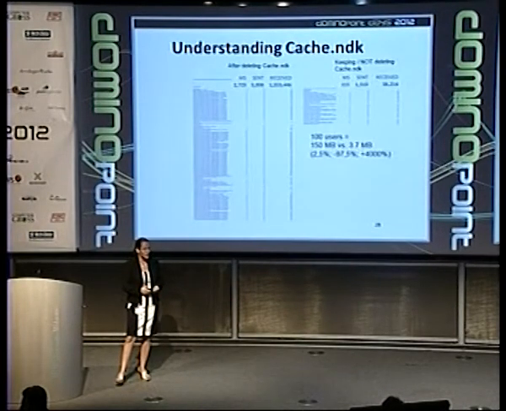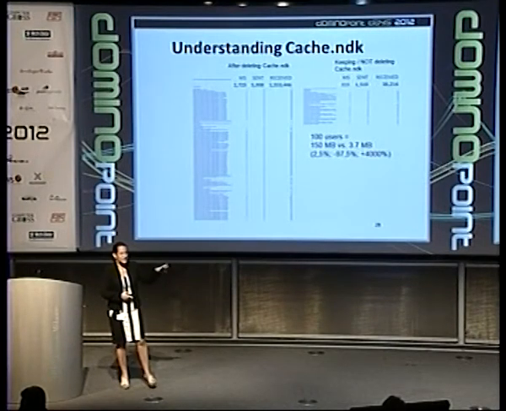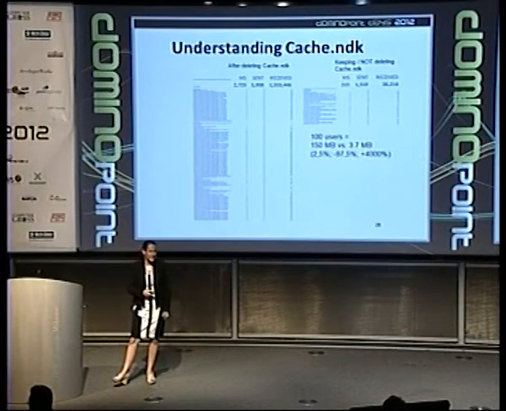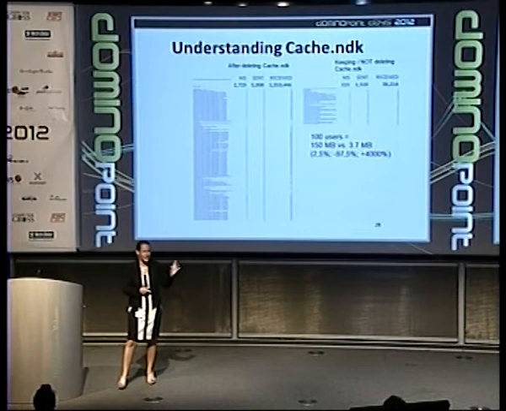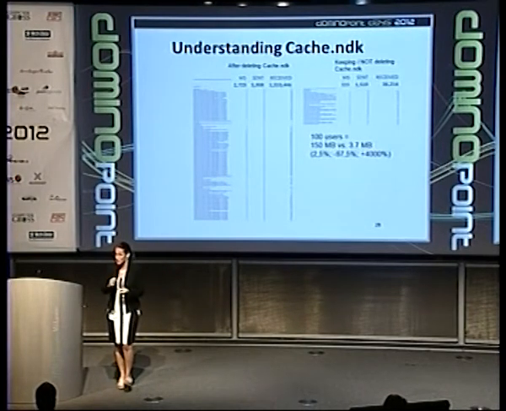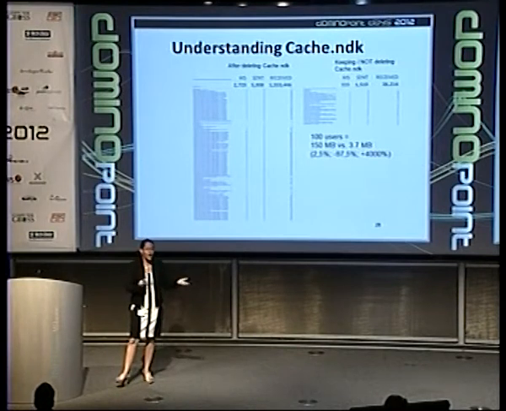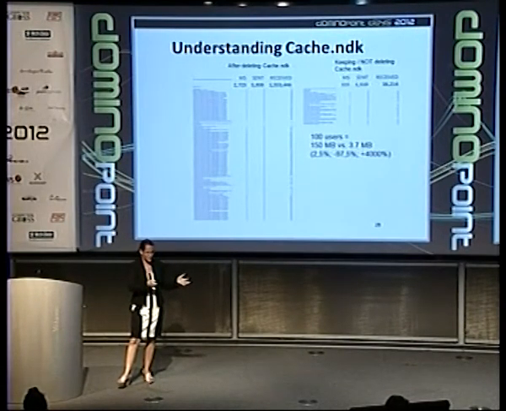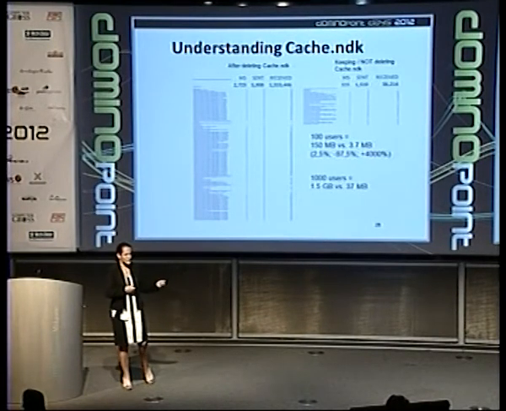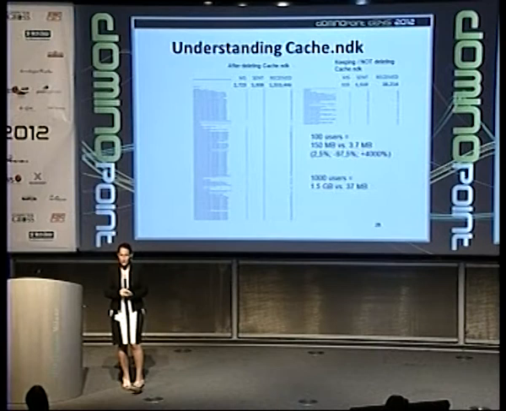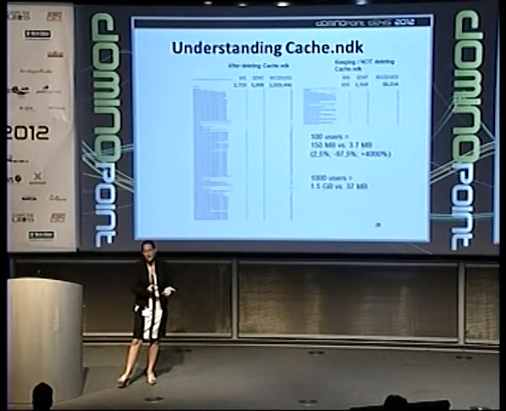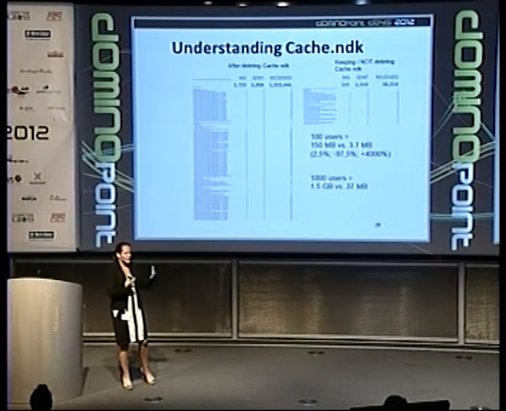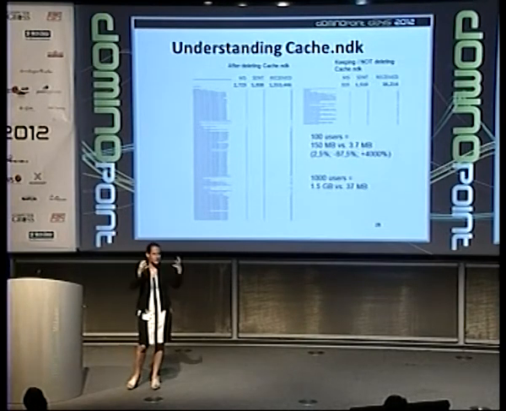So, a quick visual. Some statistics that we did: deleting cache.ndk versus not deleting cache.ndk, and the amount of network traffic that was generated by doing that. For 100 users, if you deleted 100 users' cache.ndk, you're looking at roughly the difference between 150 megabytes versus 3.7 megabytes in activity and network traffic. Well, that's okay, but you multiply that, and the problem just gets bigger and bigger.